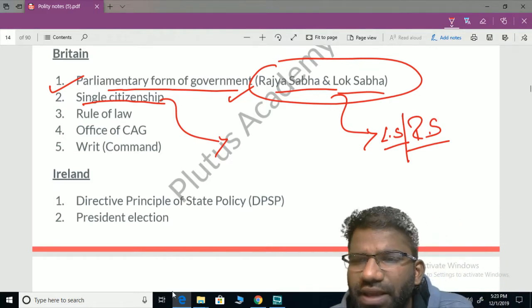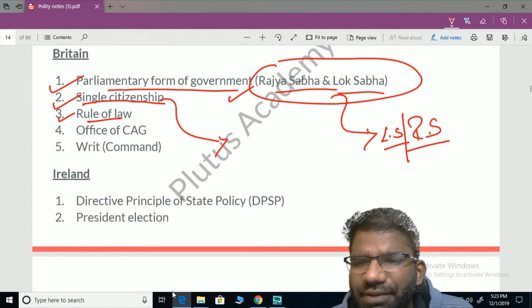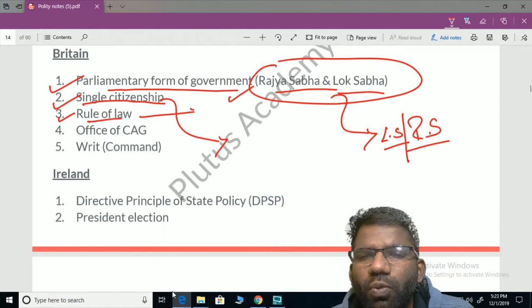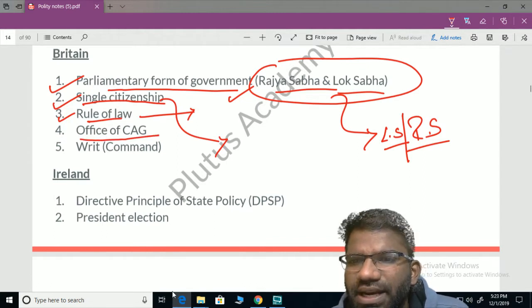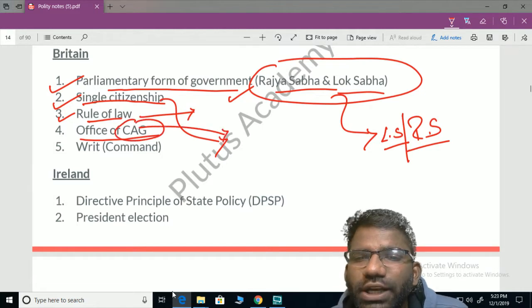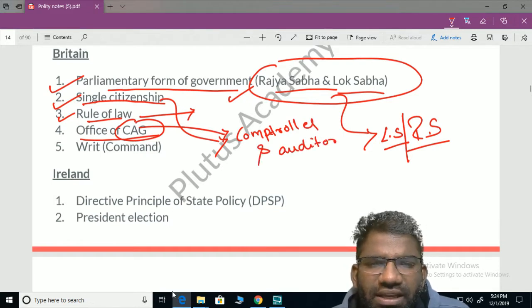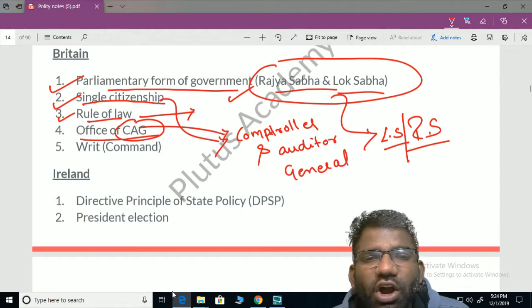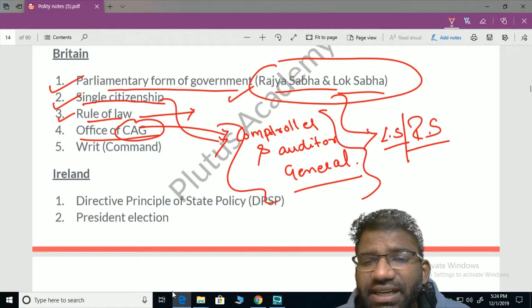Rule of law. We have taken this concept also from the United Kingdom's Constitution. Rule of law means law is above all. No authority is above law. The fourth concept that has been taken from the Constitution of Britain is the Office of CAG. What is CAG? Comptroller and Auditor General. He deals with the financial aspects of the nation. We will deal with the post of CAG in detail in coming classes.